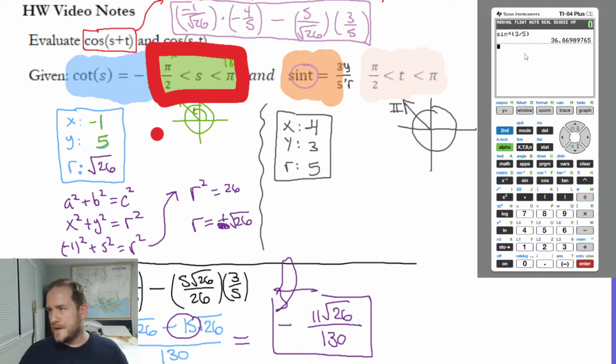Hitting enter. Now for sine, I get a quadrant 1 angle, which again, you guys are saying, excuse me, Mr. F, we're supposed to be in quadrant 2. So do the same thing. That's the correct reference angle. It's just not in the correct quadrant.